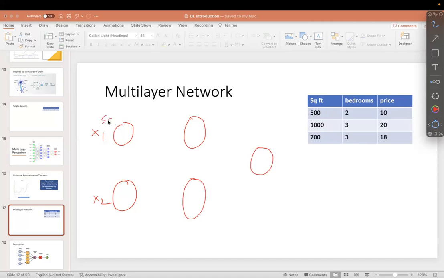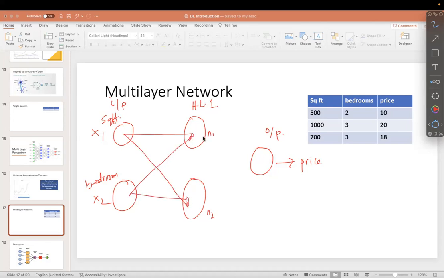So this is your square feet. This is your bedrooms. And this is your output layer. This is your price. And now, of course, this is hidden layer 1, with two neurons. This is your input layer. This is your output layer, right? And these are the neurons, let's say N1 and N2, in the hidden layer. So this signal is connected to this and this, and this is connected with this and this, right? Similarly.